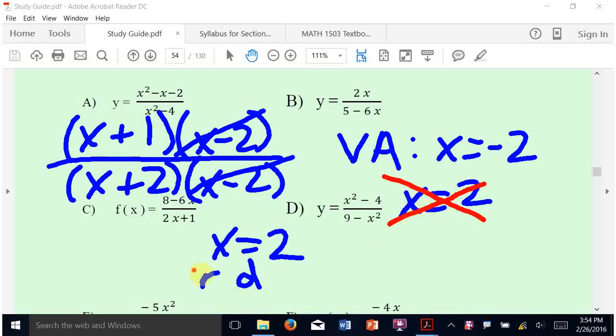you learn that you have a removable discontinuity at x equals 2, which you would find by factoring the numerator and seeing that it has the same factor in common that cancels out with the denominator.